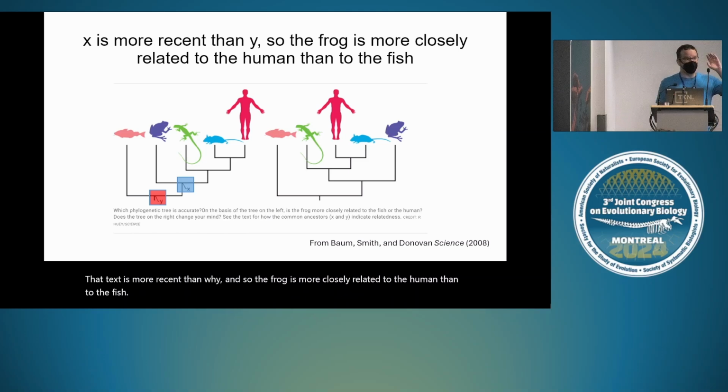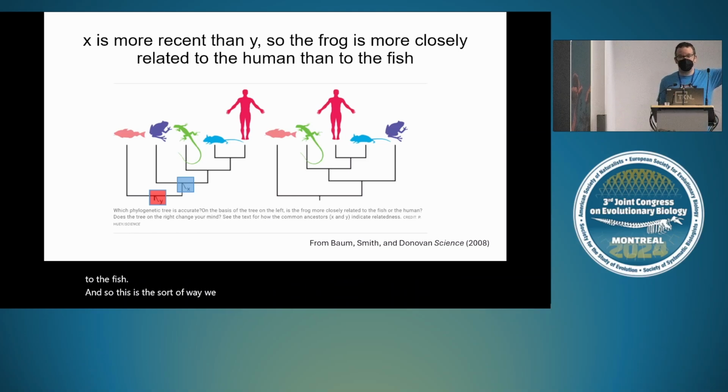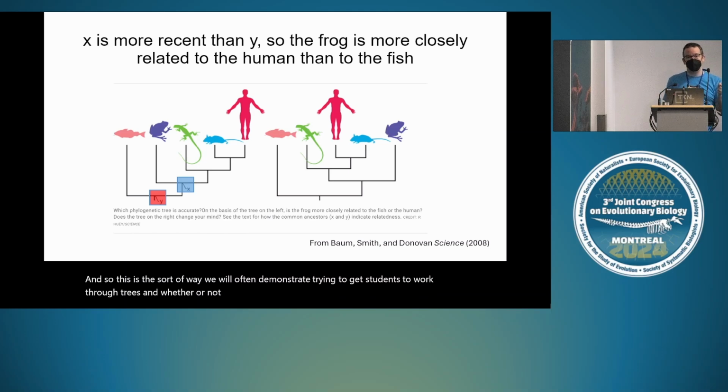And so this is the sort of way we will often demonstrate trying to get students to work through trees. And whether or not the students get that is something of an open question. And I think all of us have experienced times before where we thought we had communicated something very clearly in our classroom, and then we give an assessment, and then we see what the students write, and we find out that the information did not make it to the students in quite the form we thought it was going to.